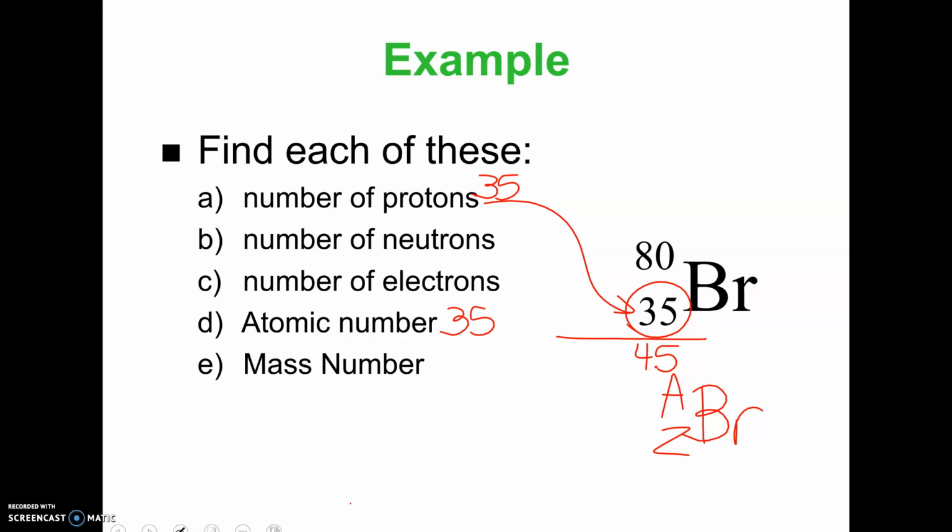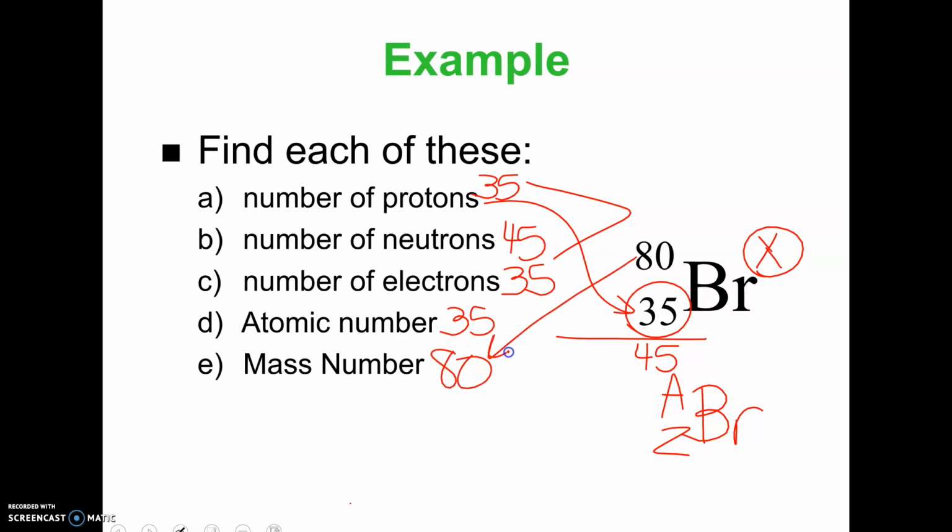So 45 neutrons. The number of electrons is going to equal the protons unless you see a charge here. So if there's nothing here, we assume it's neutral, so the protons and electrons will equal out. And then the mass number is going to be 80. I know I went through that very quickly, but we're really just summarizing what we did in class today.